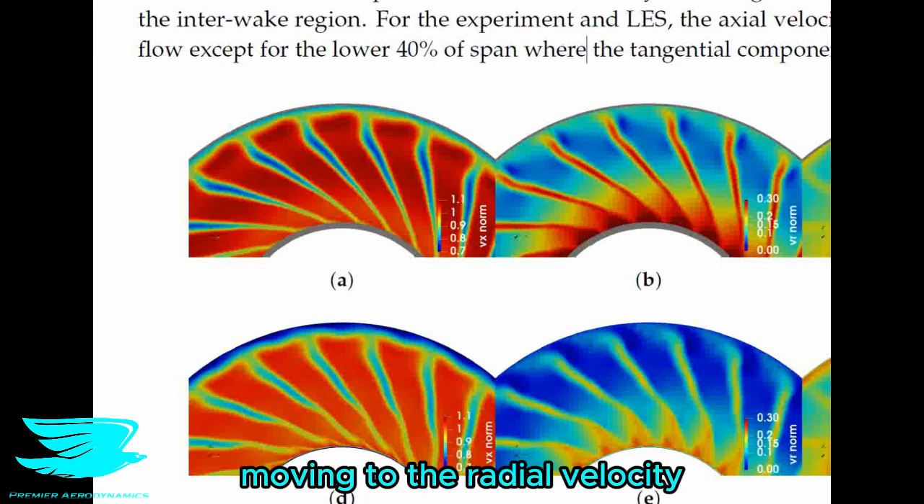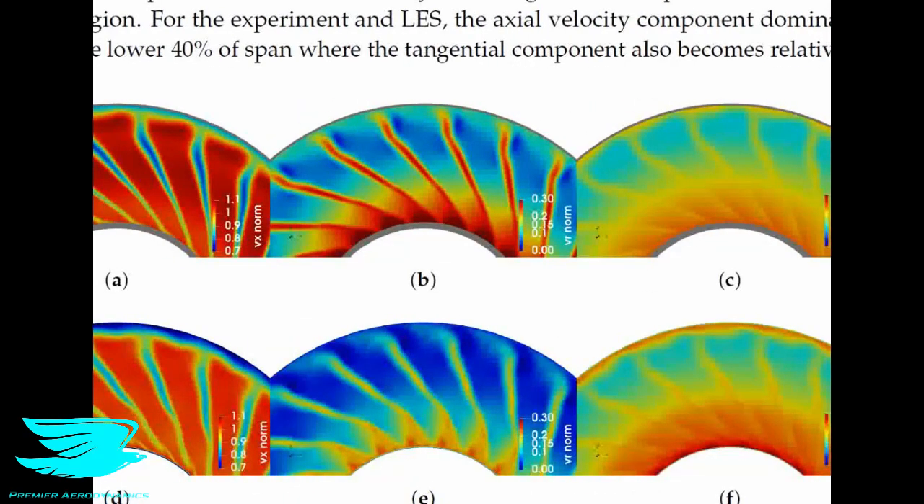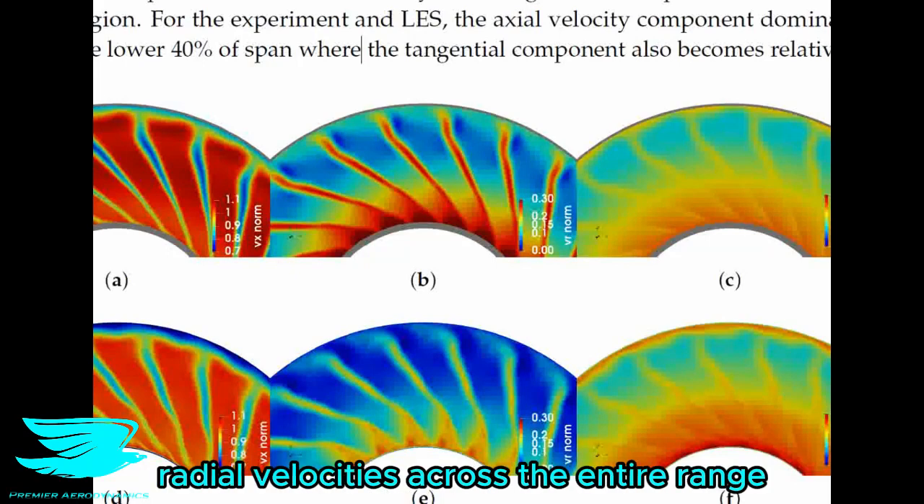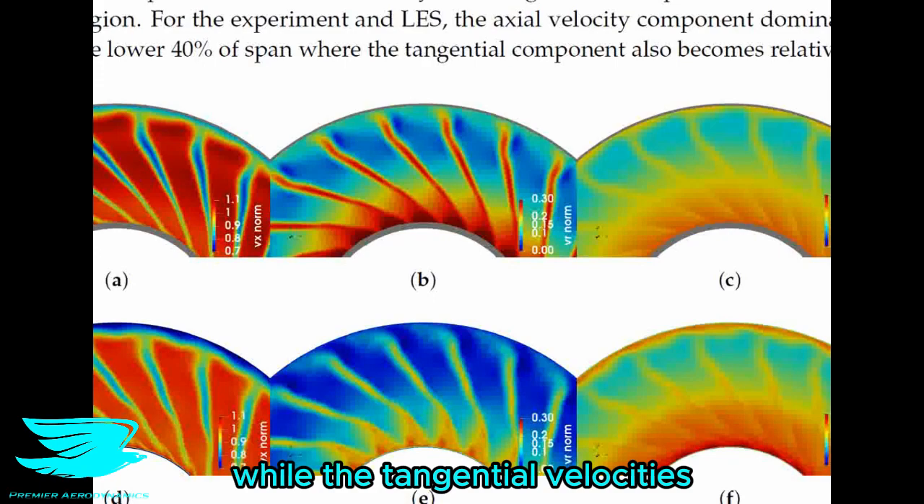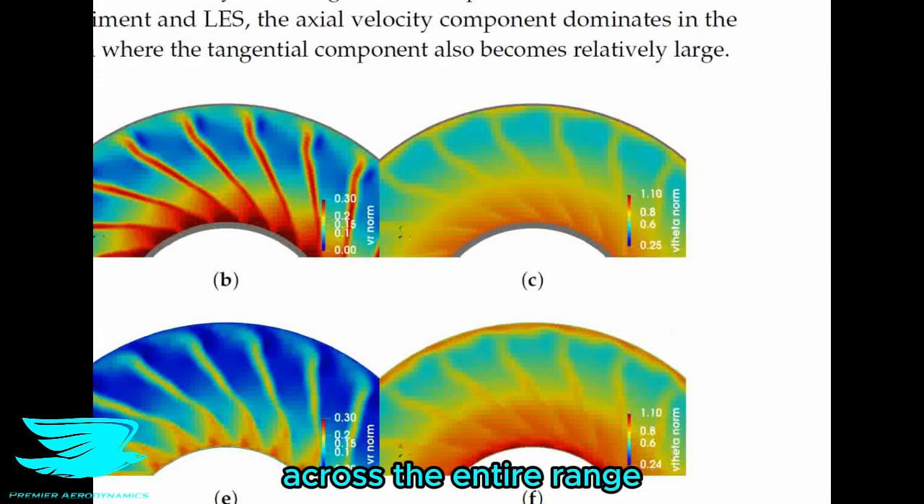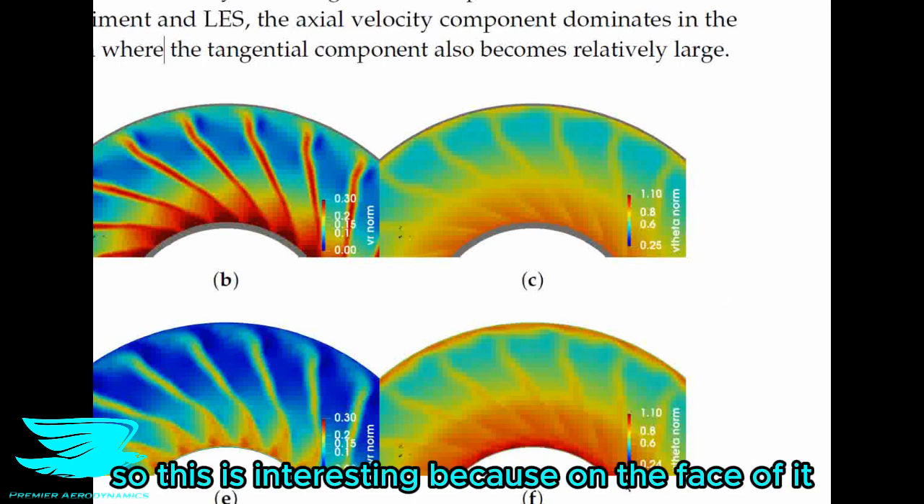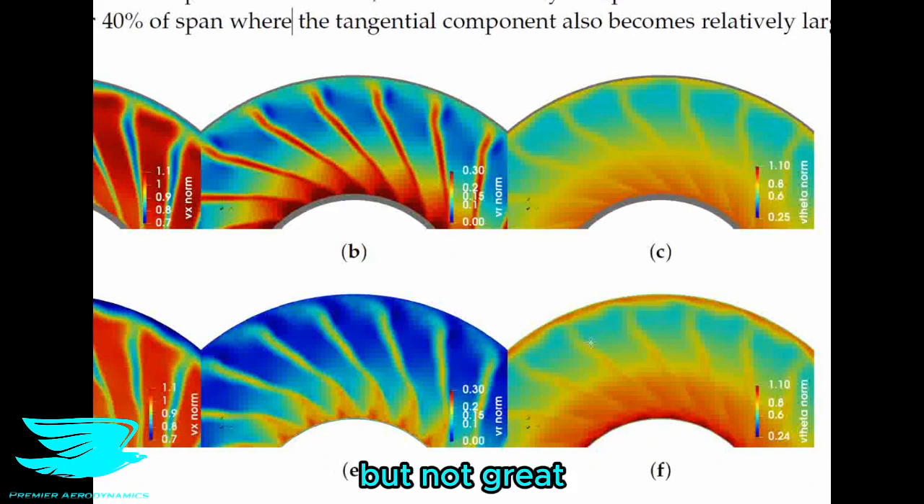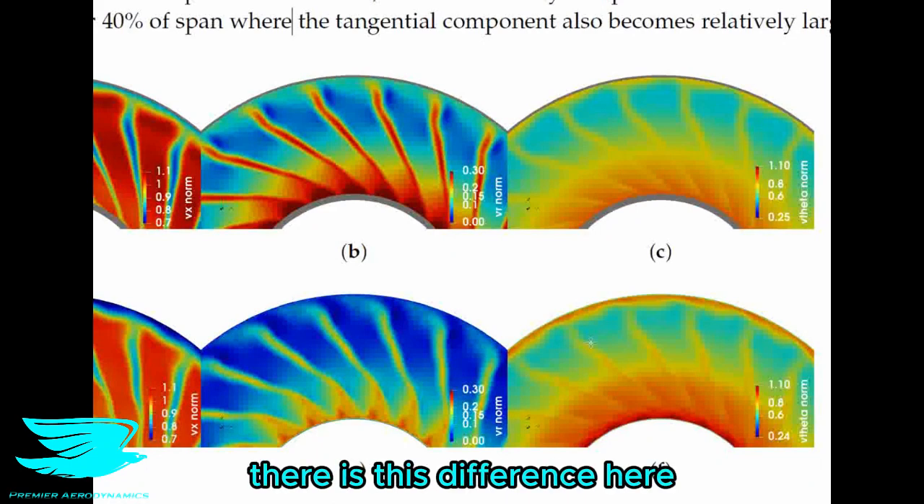Moving to the radial velocity, so this middle figure here, the CFD registers lower radial velocities across the entire range, while for the tangential velocities, the right column here, the CFD registers higher velocities across the entire range. So this is interesting, because on the face of it, you'd conclude that, okay, the CFD is good but not great. There is this difference here.